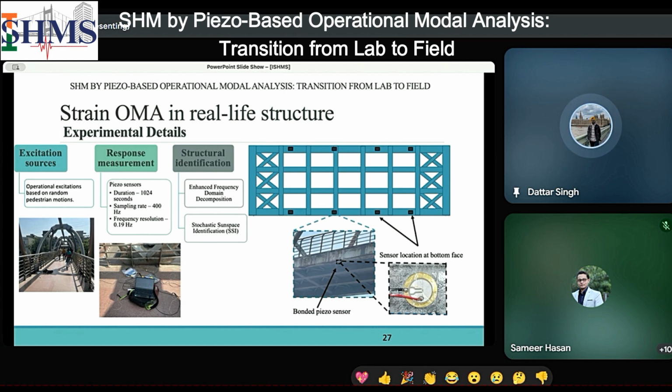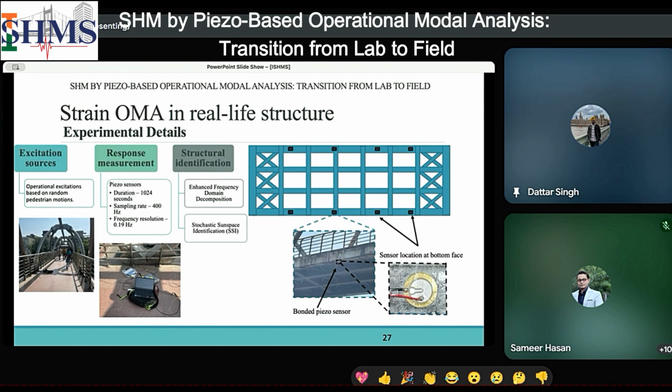the dynamic strain-based signals. We also placed one accelerometer just to verify the modes identified by the piezoelectric sensors. Although we have validated in depth the efficacy of piezo sensors in capturing modes corresponding to accelerometers, we still placed one single accelerometer just to validate the frequency of the modes, not the entire mode shapes. The duration was kept at 1024 seconds, almost 15 minutes, and the sampling rate was kept at 400 hertz with frequency resolution of 0.9 hertz.